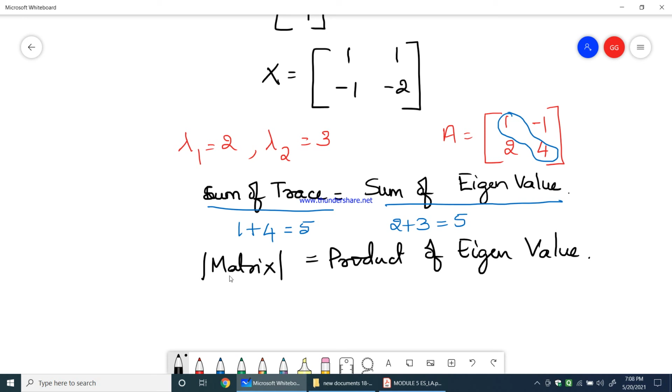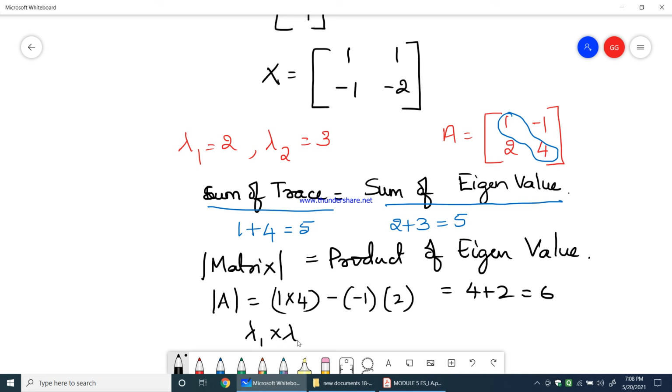So here the determinant of A will be equal to 1 into 4 minus (minus 1) into 2, which is 4 plus 2, equal to 6. Now you take the product of the eigenvalues, lambda 1 into lambda 2, which is 2 into 3, again equal to 6. Therefore the determinant of the matrix is equal to the product of the eigenvalues, which is the proof.